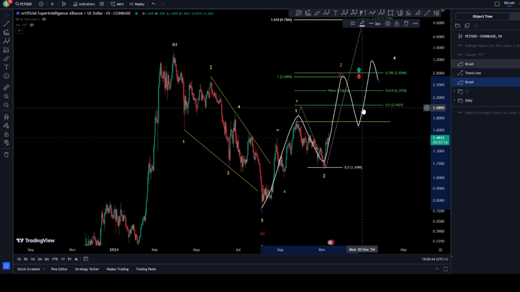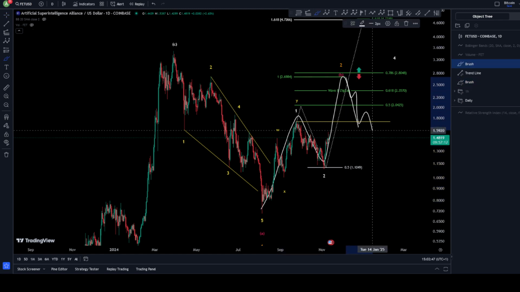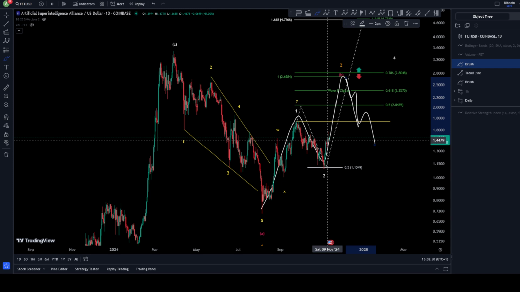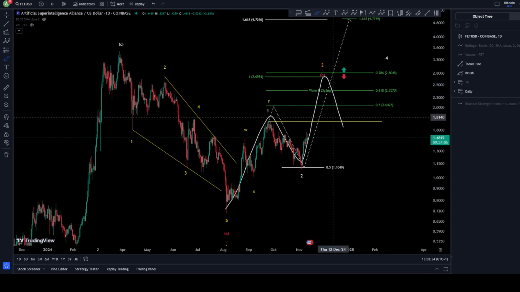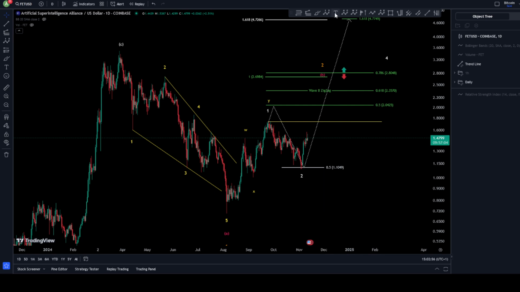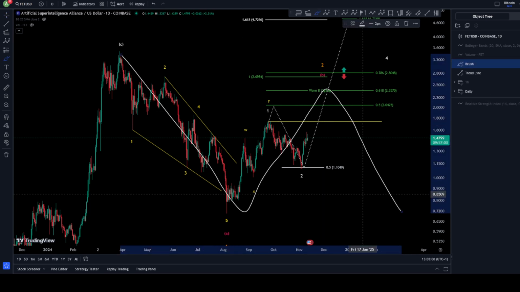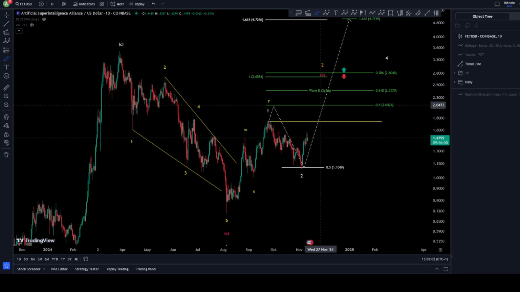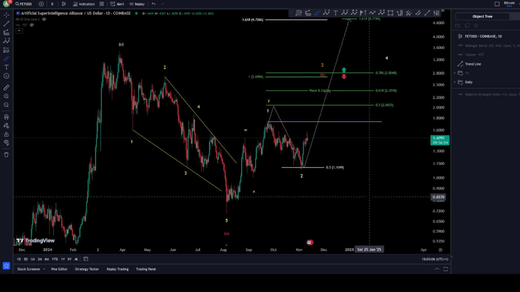Now, if we move lower than this impulsively, in 5 waves, that is a very, very bad signal. That would be bearish, and a continuation towards the downside after having here 5 waves down, 3 waves up as a zigzag, and then continuing the trend.